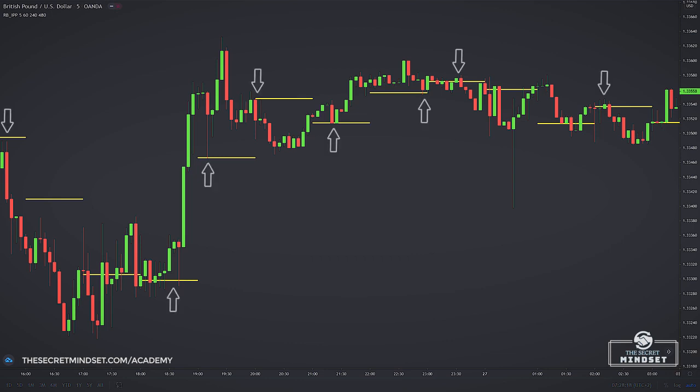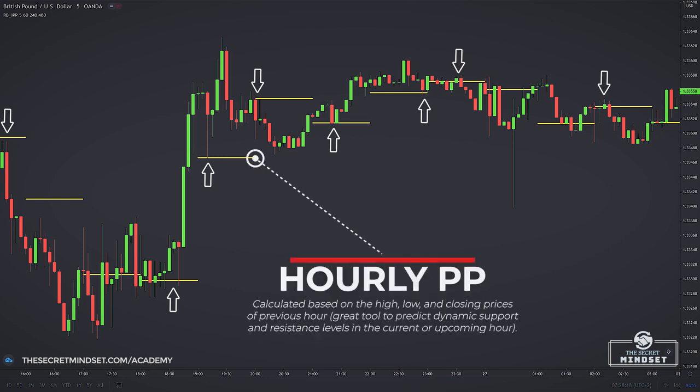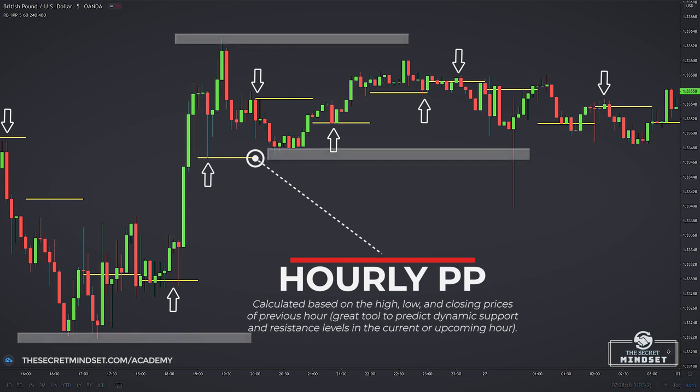While many traders use the daily or weekly pivot points, you can also use the hourly pivots to find dynamic areas of support and resistance. The hourly pivots are calculated based on the high, low and closing prices of the previous hour, and they're excellent tools to predict dynamic support and resistance levels in the current or in the upcoming hour. Hourly pivots are a great way to identify intraday areas of support and resistance, and they work even better when combined with other kinds of technical analysis, like price action or other indicators.